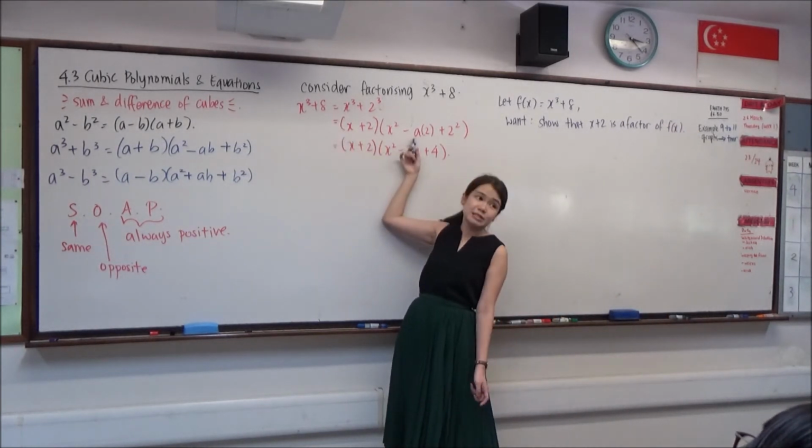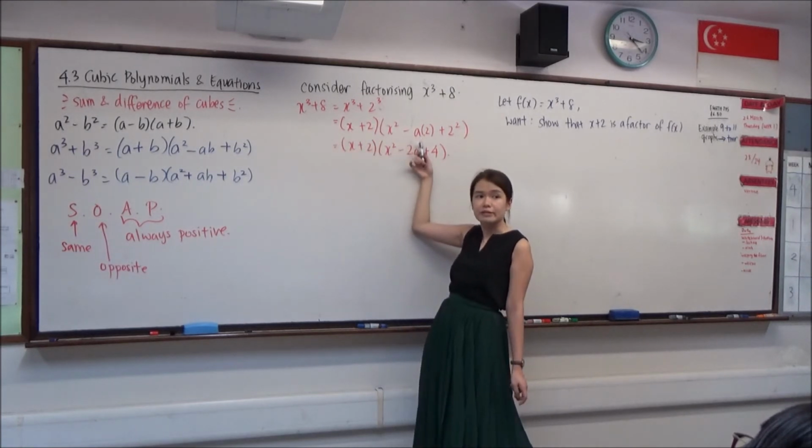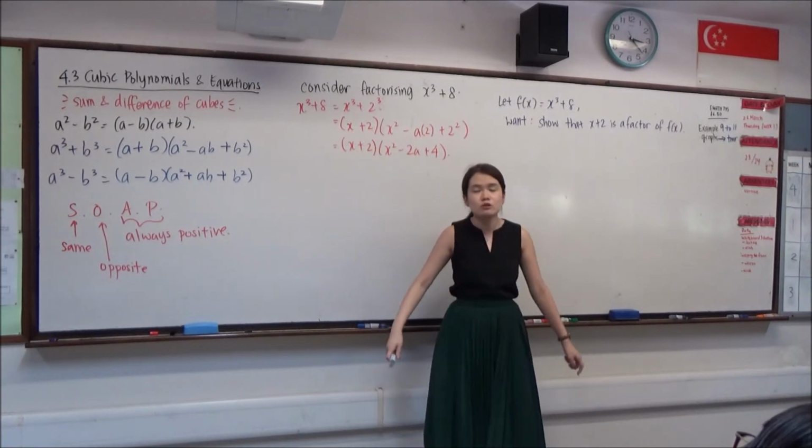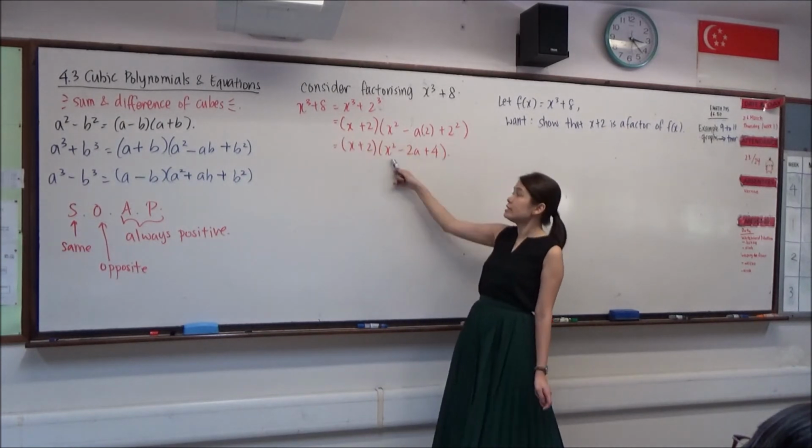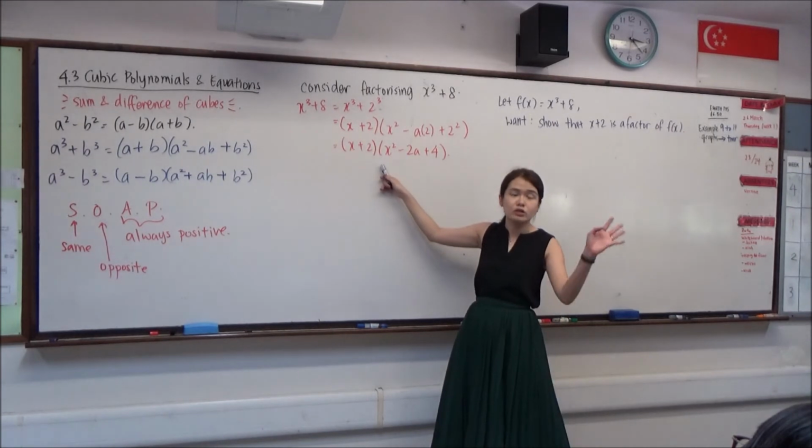Because x plus 2 times something else. So this is a factor, this is also a factor. But my factor theorem only allows me to prove it with something linear. I can't prove it with this one. By the way, this cannot be further factorized also. You can go and try many times.